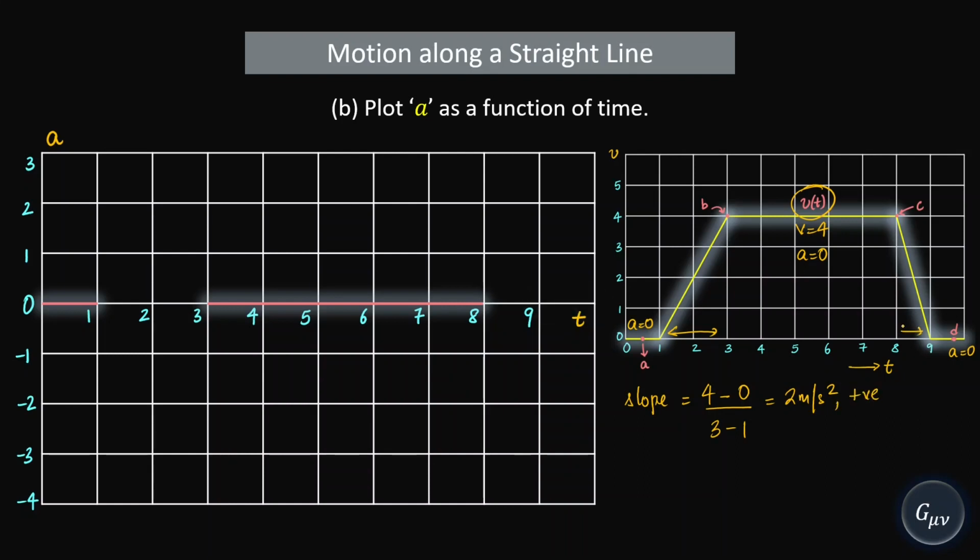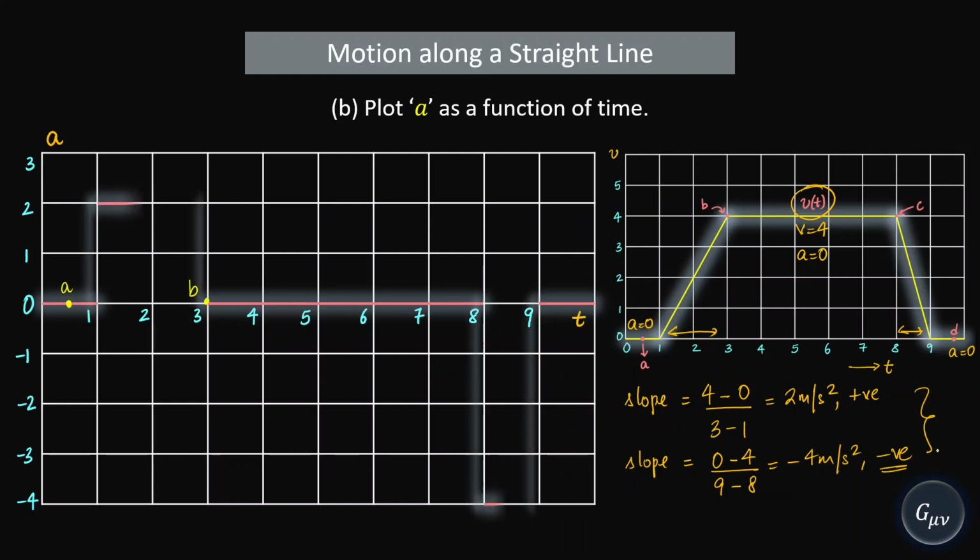Now in the time interval 8 to 9 second, the slope is rise over run, and that is 0 meters per second minus 4 meters per second divided by 9 second minus 8 second. If you do the calculation, this will be equal to minus 4 meters per second square. This is interesting. The acceleration is negative. That means the lift is in deceleration. It is slowing down. So if we plot all of this in a graph, we get the acceleration time graph.